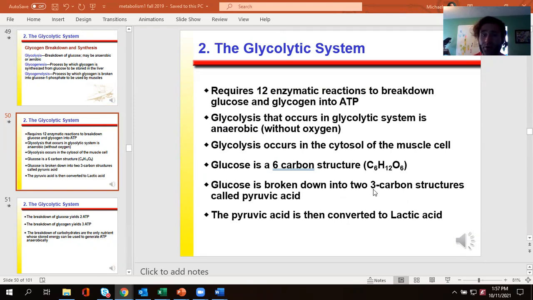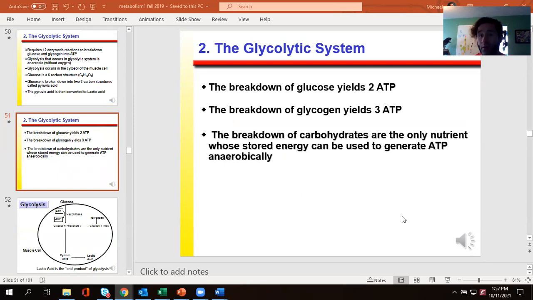And it's going to break it down into 2 individual 3-carbon pyruvic acids, also known as pyruvate. This can be converted into lactic acid if we don't have enough aerobic capacity. If we're starting off as glucose, this system is going to yield us 2 ATP.